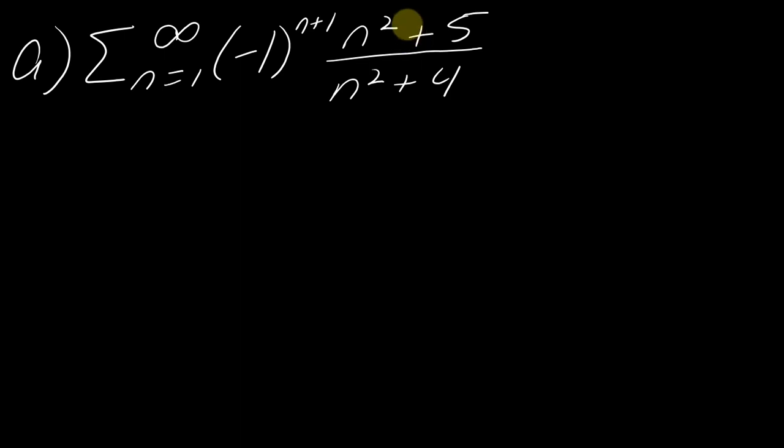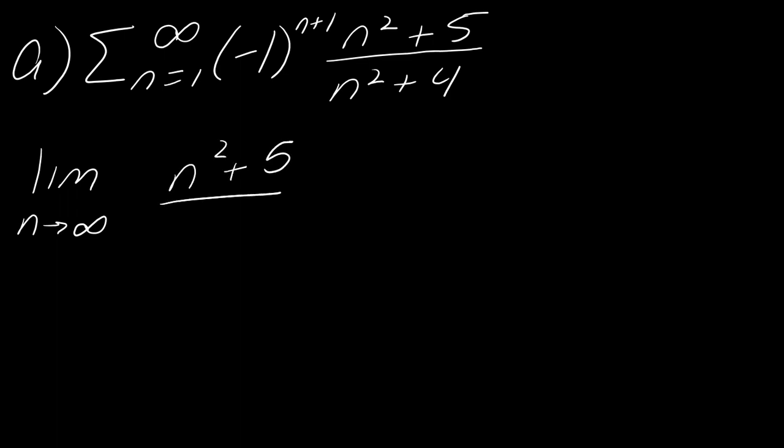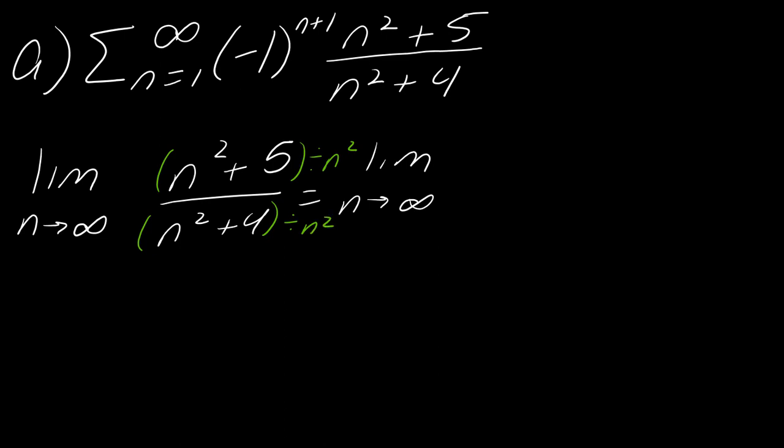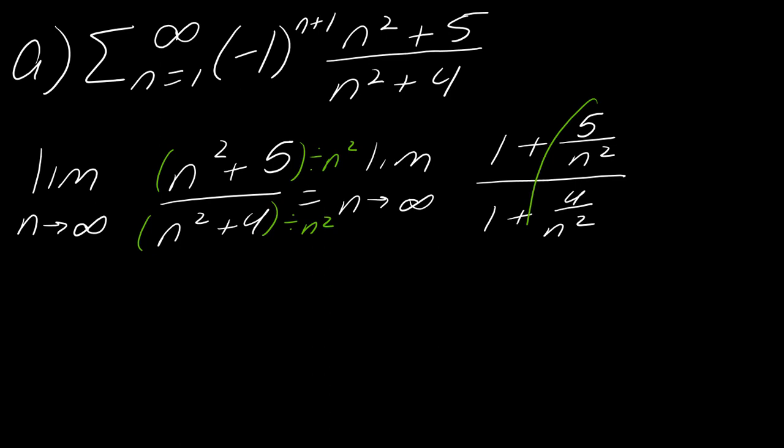Certainly these are all going to be positive. The next thing to notice is if I were to take the limit as n approaches infinity of n squared plus 5 over n squared plus 4, I'm going to divide everything by the largest power in the denominator, n squared. So this becomes 1 plus 5 over n squared, and this becomes 1 plus 4 over n squared. These two parts are going to go to 0, so this limit is just going to equal 1.